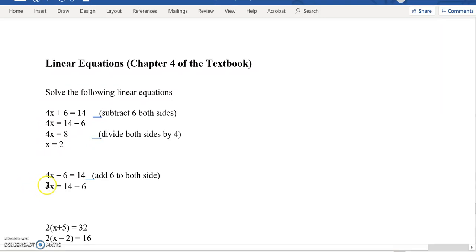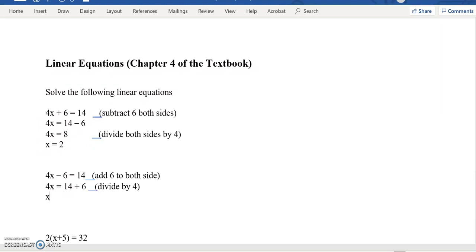Now, we've got 4 times x, and to get x by itself, the opposite of multiplying 4 by x is dividing by 4. So we want to divide both sides by 4. We're going to get x equals, and 14 plus 6 is 20. 20 divided by 4 is 5.